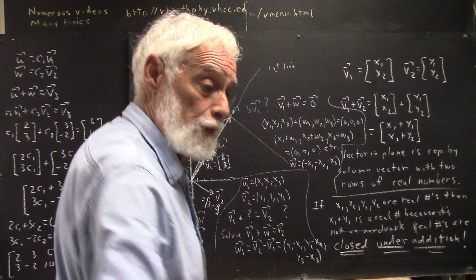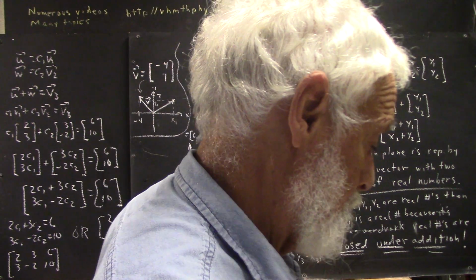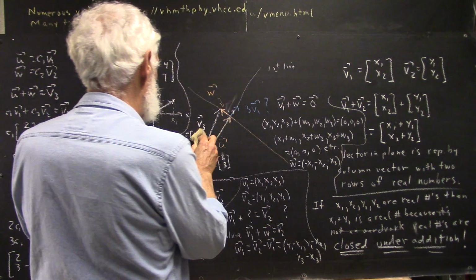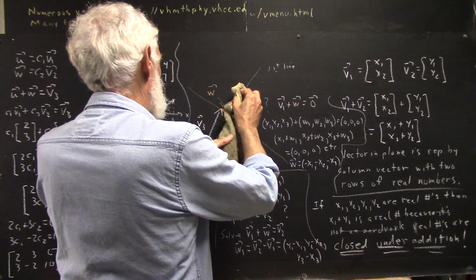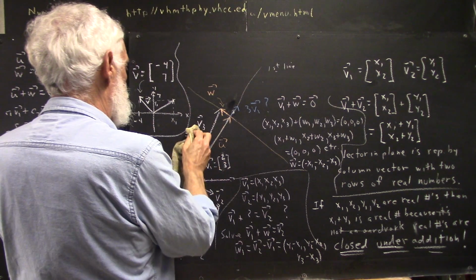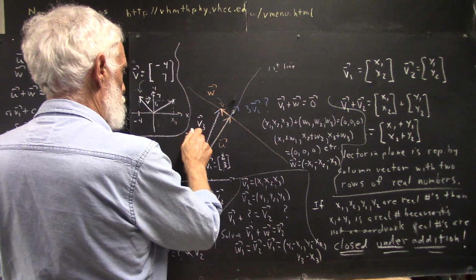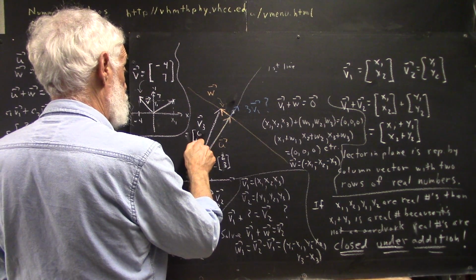Let me fix this a little bit, get rid of some of the smudginess up here. Let me write this as a column vector 6, 10.